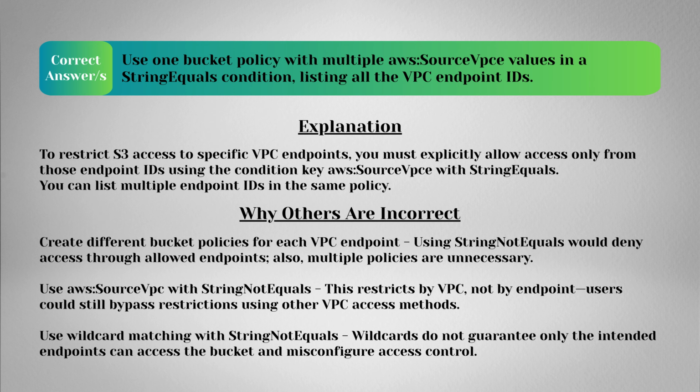Why others are incorrect? Create different bucket policies for each VPC endpoint. Using StringNotEquals would deny access through allowed endpoints. Also, multiple policies are unnecessary. Use aws:SourceVpc with StringNotEquals. This restricts by VPC, not by endpoint. Users could still bypass restrictions using other VPC access methods. Use wildcard matching with StringNotEquals. Wildcards do not guarantee only the intended endpoints can access the bucket and misconfigure access control.